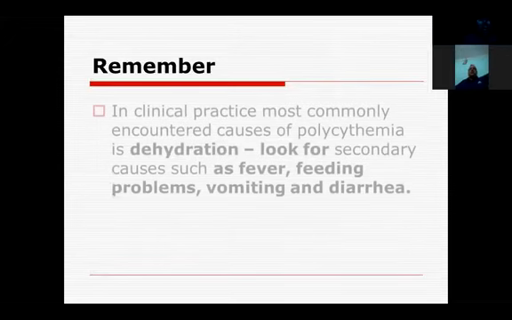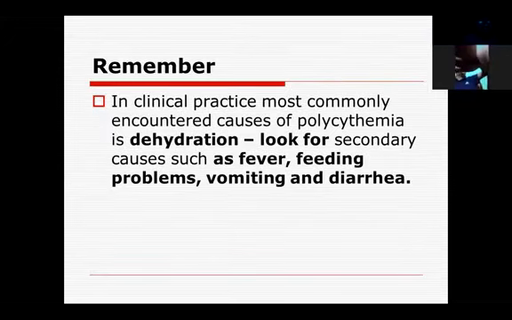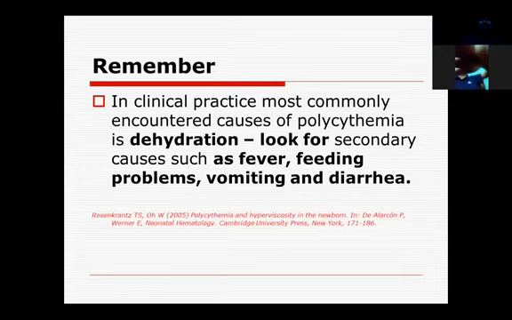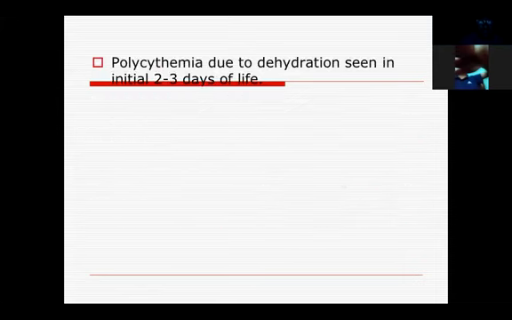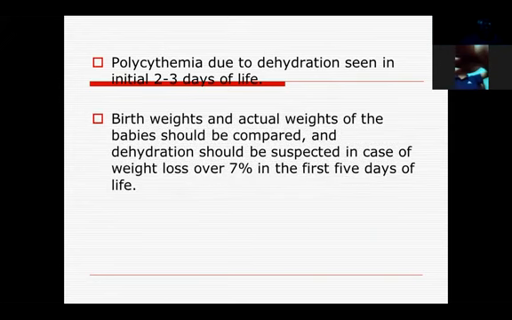How do you treat this? In clinical practice, the most commonly encountered cause of polycythemia is dehydration. So if the child comes to us with polycythemia, we should always look for dehydration also. We should look for fever, feeding problems, diarrhea, vomiting, because they may mimic polycythemia. So the initial 2 to 3 days are very important. Birth weight and then actual weight have to be checked. If there is a loss of weight of more than 7%, that means there is dehydration going on.